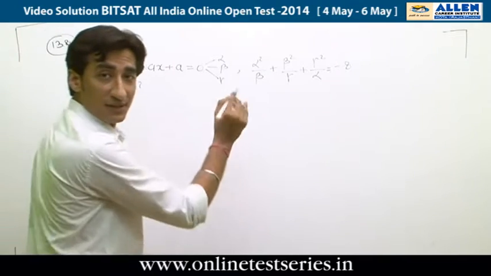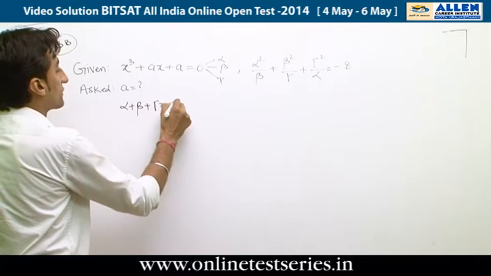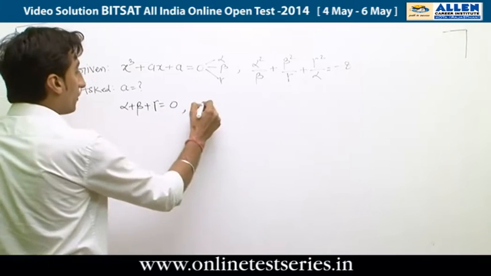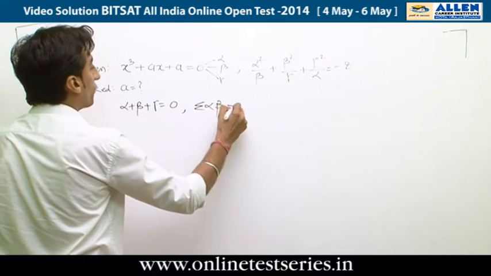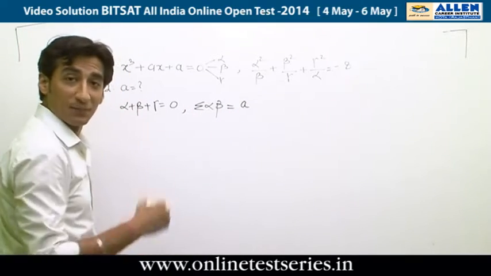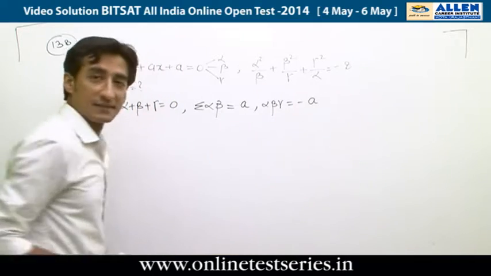Clearly from this equation it is clear that alpha plus beta plus gamma is equal to 0. Sum of roots is 0 because the coefficient of x square is 0. Also, sum of roots taken 2 at a time would be plus a, and the product of the roots, alpha beta gamma, would be equal to minus a.